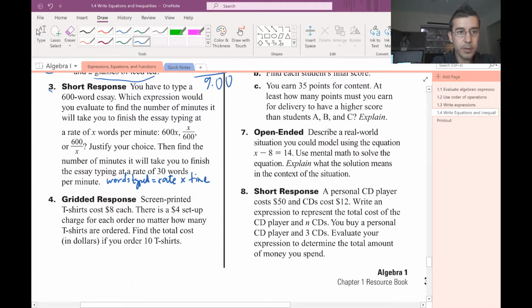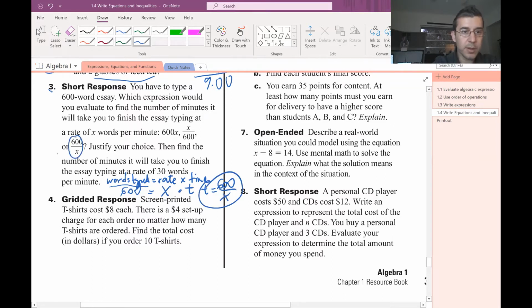Okay. So you need a 600 words essay. So this is 600 here. And then X words per minute. So that's the rate. The rate is X words per minute. And then times the time, or T. How can T be represented? T is basically 600 divided by X, because X multiplies here on the other side. When we bring X to the other side, it is going to divide. So this is 600 over X.